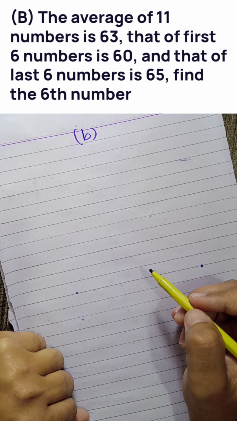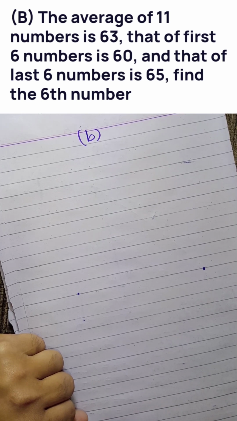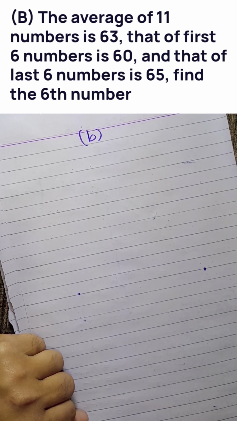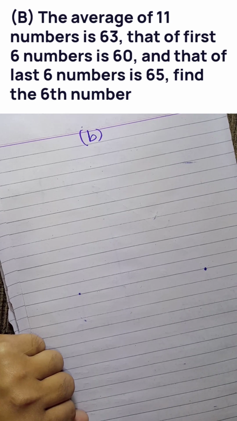क्वेश्चन नंबर 7 का बी पार्ट है, the average of 11 numbers is 63, that of the first 6 numbers are 60 and that of the last 6 numbers are 65. Find the 6th number. अब इस क्वेश्चन में है कि 11 नंबर्स हैं, उनका एवरेज जो है वो 63 है, that of the first 6 numbers are 60, जो पहले के 6 नंबर हैं उनका एवरेज जो है वो 60 है, and that of the last 6 numbers are 65, और लास्ट के जो 6 नंबर हैं एवरेज वो कितना है 65. Find the 6th number, हमें 6th नंबर फाइंड करना है.